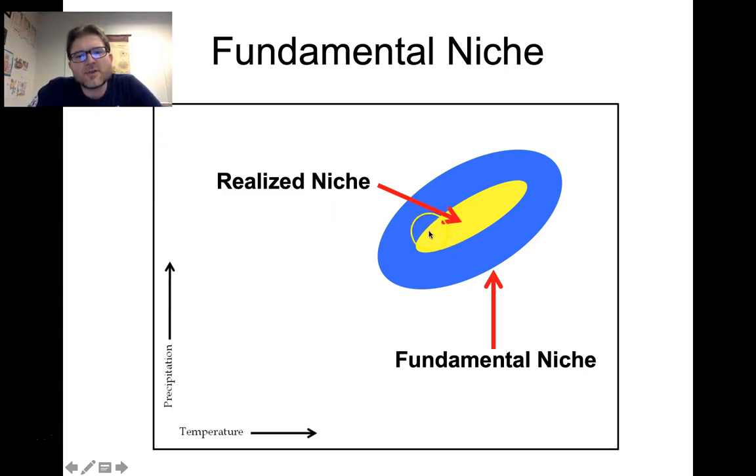So you can imagine that there's some range of conditions within which, let's say, a particular frog species is actually found. But then you can imagine that there would be a larger range of both temperature and precipitation conditions within which the frog could actually live if it wasn't for competition with other species or predation by other species in those other environments, and if it wasn't for the fact that some of those environments are in places that the frog can't get to, something like that. So the realized niche is a subset of the fundamental niche.